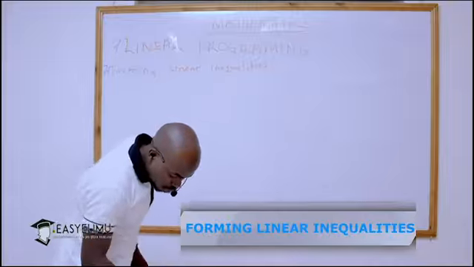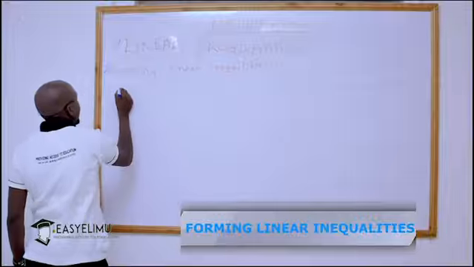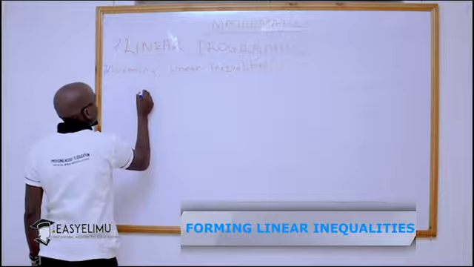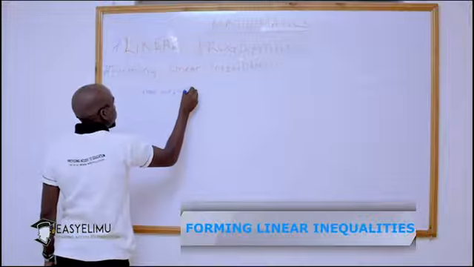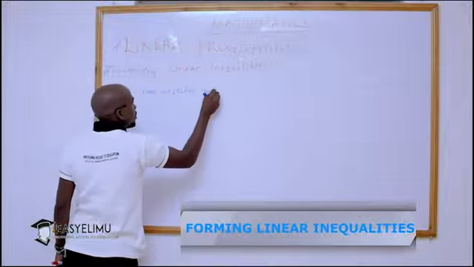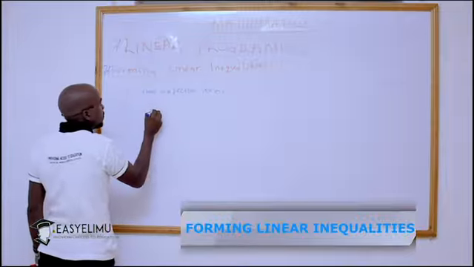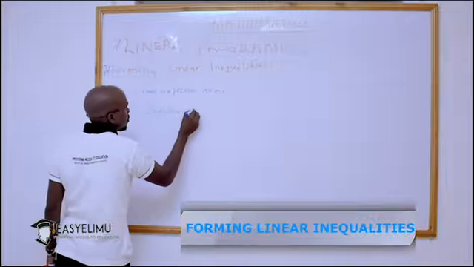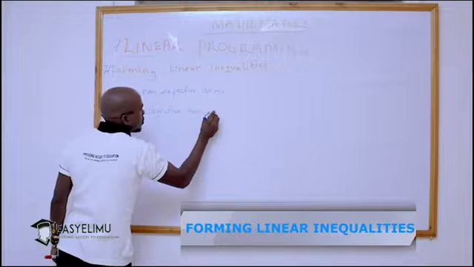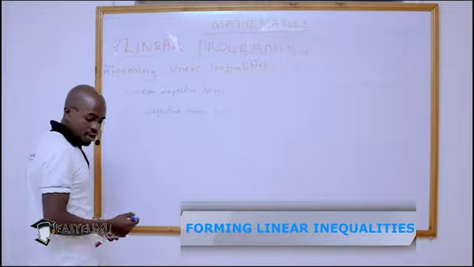So here we have been told that x is the non-defective items sold, and y is the defective items sold.